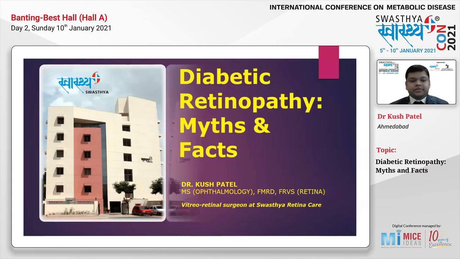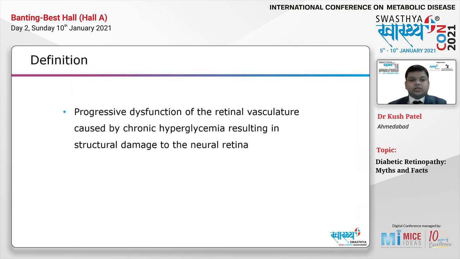Good morning, friends, respected chairperson, my senior colleagues, and my friends. Today, my topic of discussion is diabetic retinopathy, myths and facts. So, first of all, what is diabetic retinopathy? It is progressive dysfunction of retinal vasculature, which is caused by chronic hyperglycemia, which results in structural damage of neural retina along with microvascular complications.